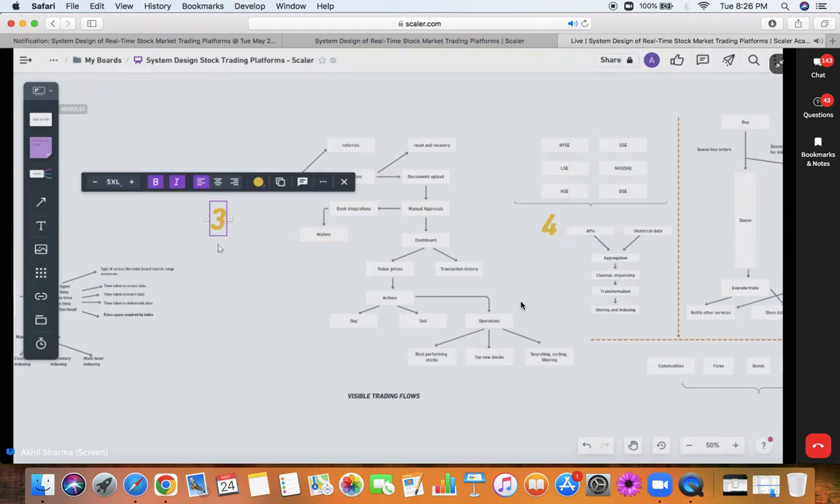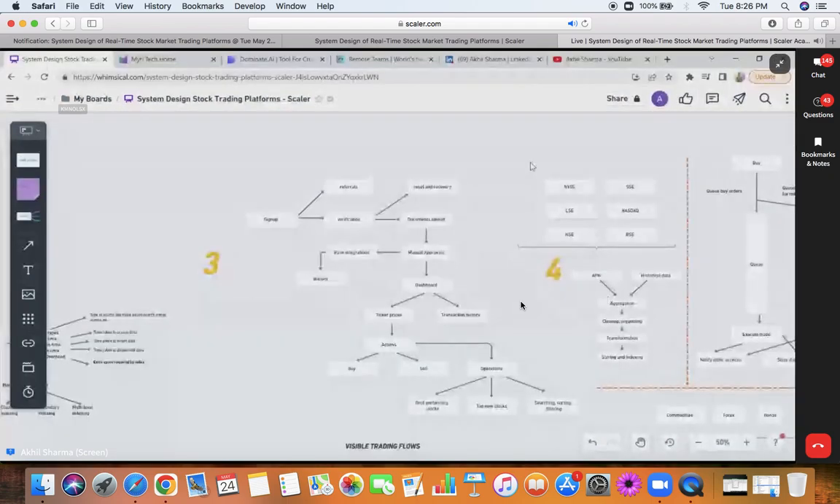So this is step 3 now. Step 3 is when we actually get started. And I'll just zoom in a minute.